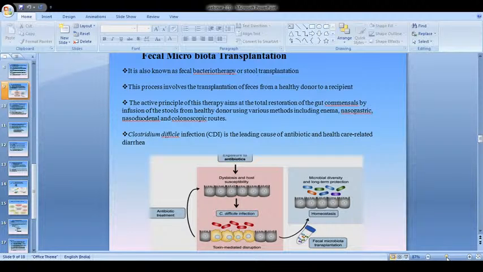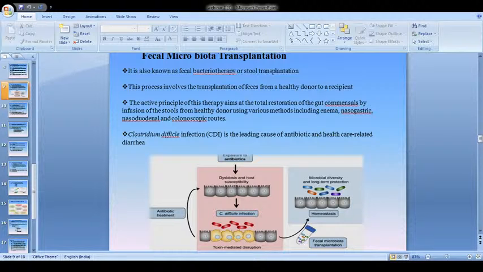Here the major target organism is Clostridium difficile. Clostridium difficile infection is the leading cause of antibiotic and health care related diarrhea. If some person gets a recurrent infection, the fresh stool from the donor is processed in the laboratory and diluted, and it is then sprayed into the large intestine through colonoscopy. So this is the procedure by which the fecal microbiota transplantation may occur.